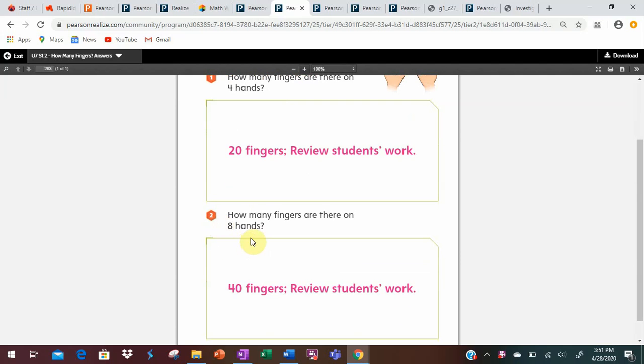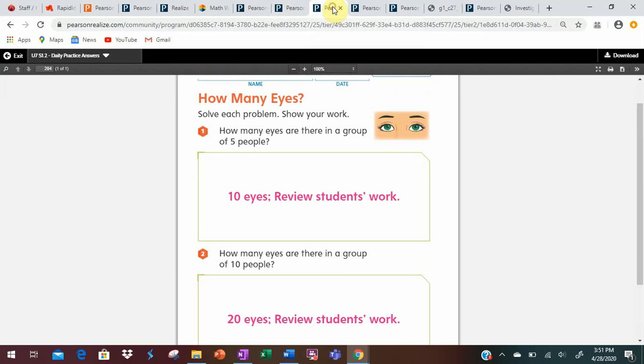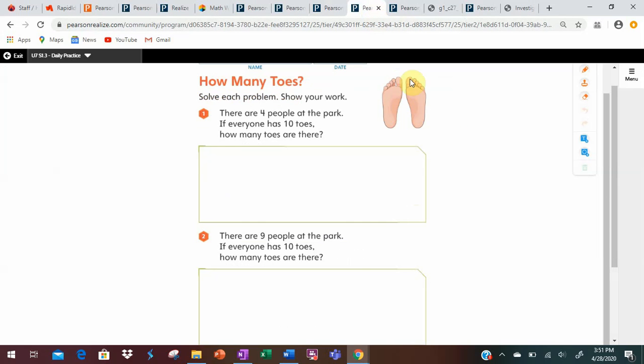Number 2, how many fingers are there on 8 hands? 40 fingers was your answer. Now with the eyes, remember we were counting by 2s for this. So how many eyes are there in a group of 5 people? There are 10 eyes was your answer. How many eyes are there in a group of 10 people? 20 eyes was your answer. I hope you got those right.